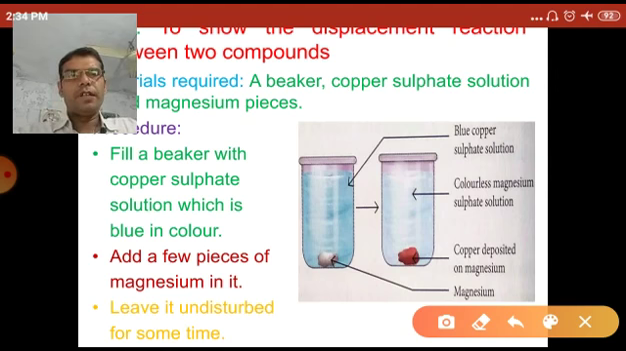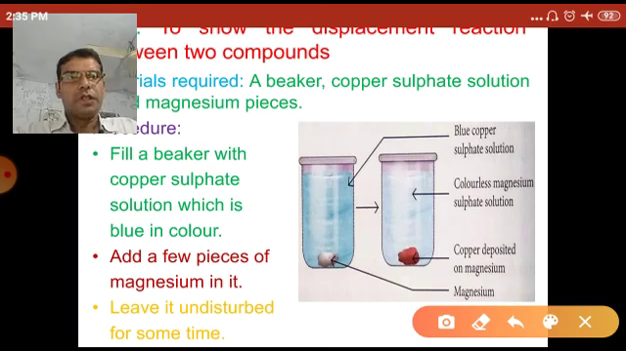After some time, we will observe that the blue color of the copper sulfate solution gradually becomes colorless, and the magnesium becomes reddish brown. Why? Because of the displacement reaction between copper sulfate and magnesium. That means magnesium displaces the copper from the copper sulfate.